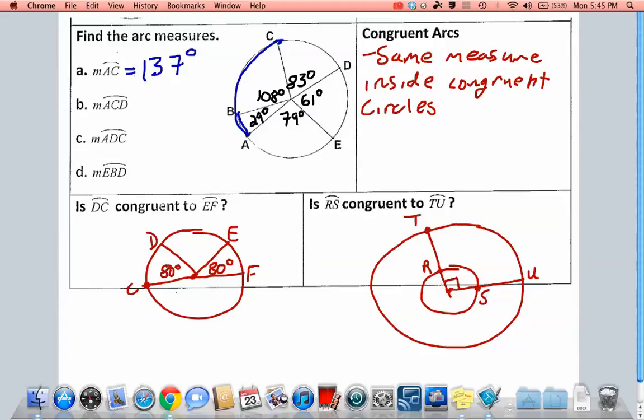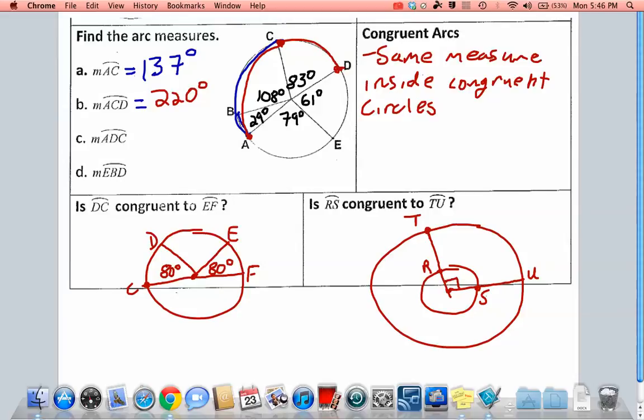137 degrees. ACD, well, that's going to take us from A around to C around to D. So how far is that? Well, that's 137 plus 83 from A to C to D. So that'll give us 137 plus 83 is 220 degrees. 220 degrees, and you guys get the idea from there.